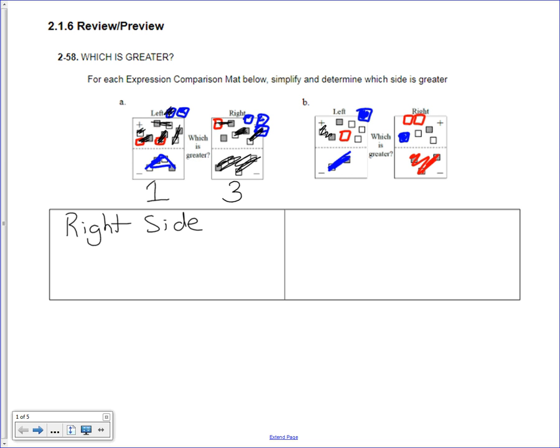So I have a 0 pair here, a 0 pair here, 0 pair there. I end up with 2 negatives. I'm going to take away a 0 pair right here, 0 pair right here. I end up with 2 negatives. So I end up with -2 on this side and -2 on this side. So they are equal.